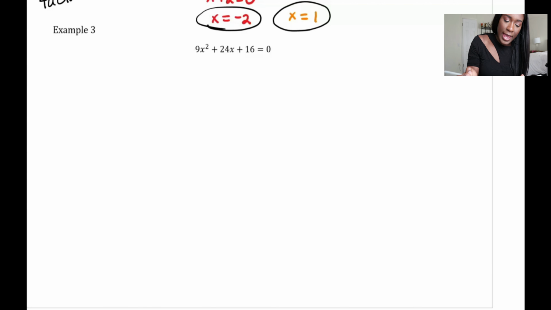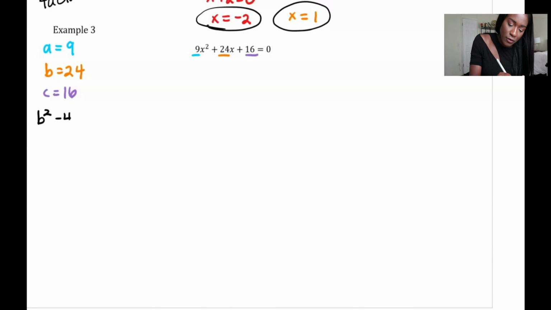So I'm going to identify a, b, and c. A is the number that's in front of x squared. That's 9. B is the number that's in front of x. That is 24. And c is the number with no variable. It's the constant term, which is 16 here. I want to calculate the discriminant. I want to know what b squared minus 4ac is equal to. So that means I need to take 24, which is b, and square it, and subtract 4 multiplied by a, which is 9, and then multiply that by c, which is 16.